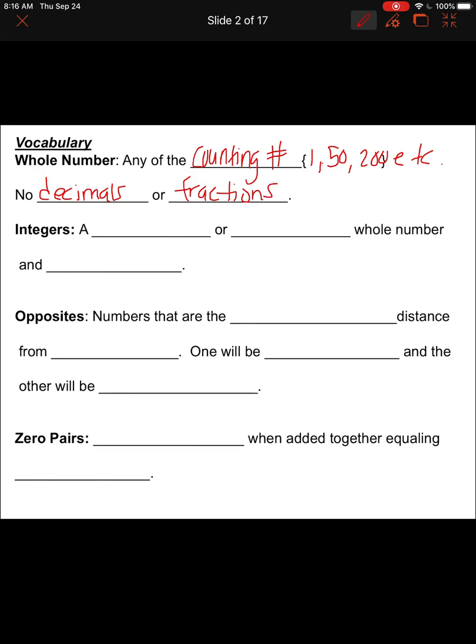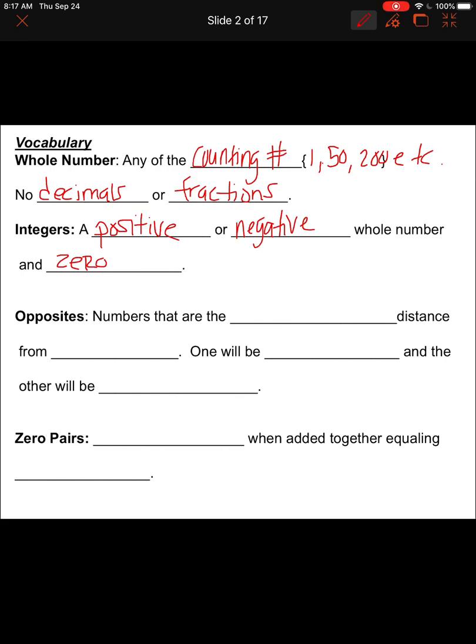And then we have integers. So what is this whole unit about? An integer is a positive or negative whole number and zero. So zero is not positive or negative, it's a neutral number.